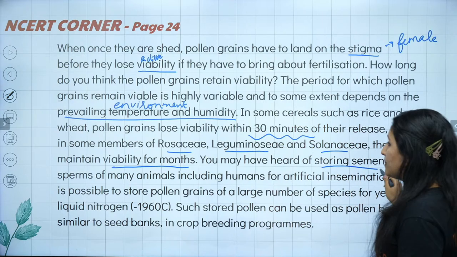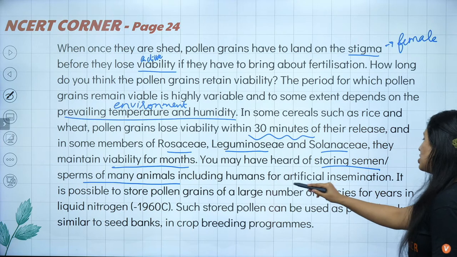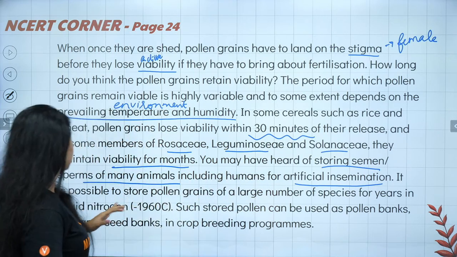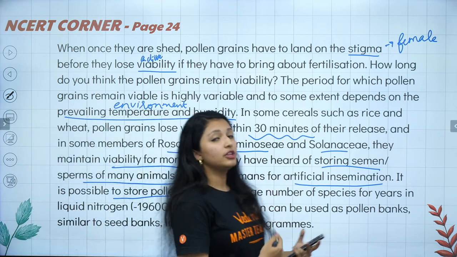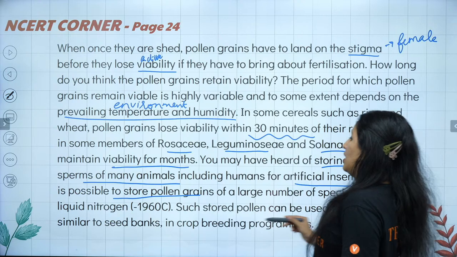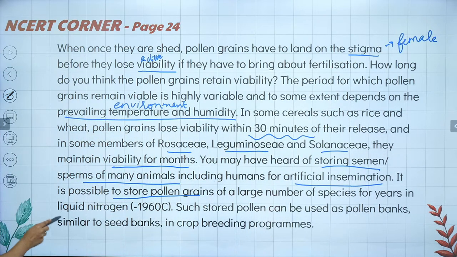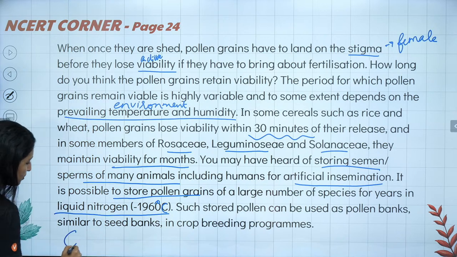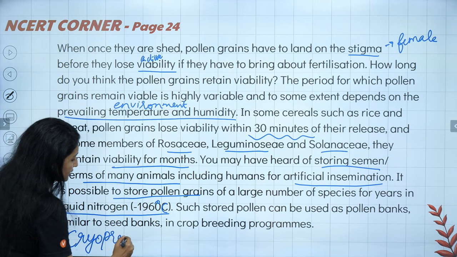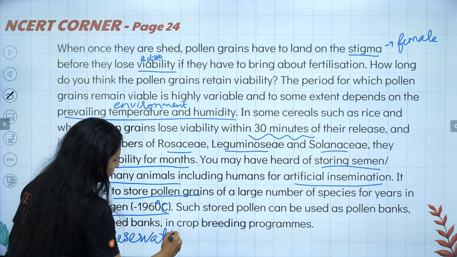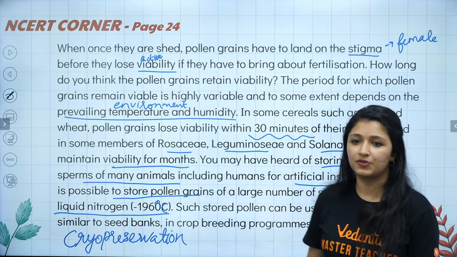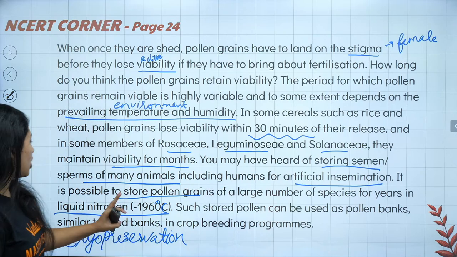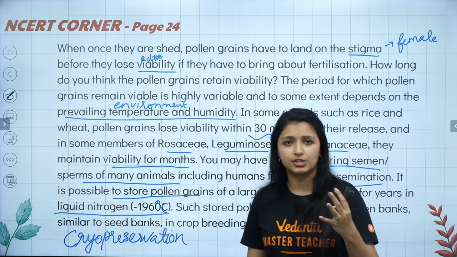Storing semen or sperms of many animals, including humans, for artificial insemination is done. We can do artificial insemination in plants and in animals. For the same reason, we can store pollen grains of a large number for years. How do they do it? They do it by cryopreservation, or storing them in liquid nitrogen at minus 196 degrees Celsius. That is called cryopreservation, and that helps a lot. In crop breeding programs, for later hybridization processes or anything, we can use this.